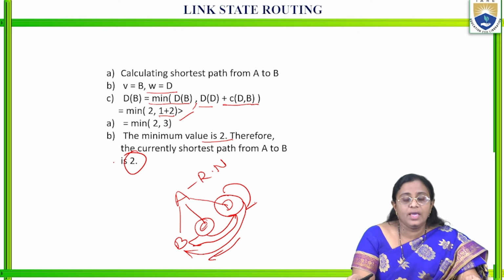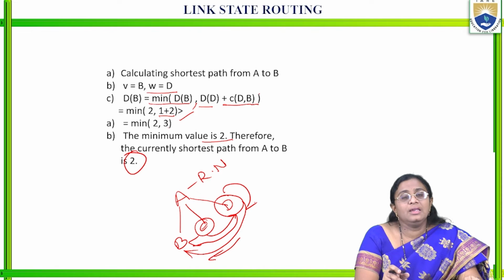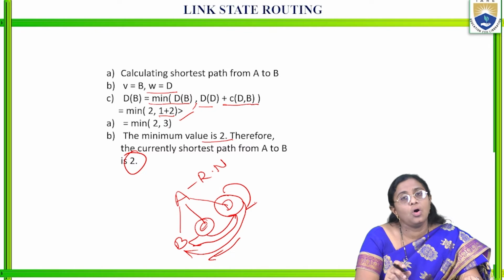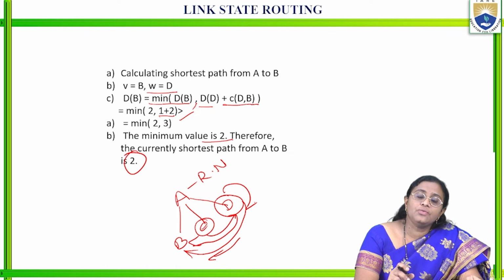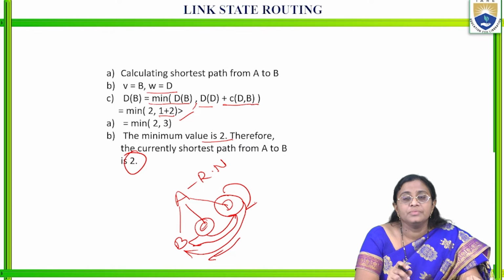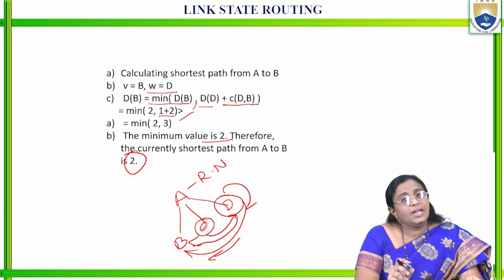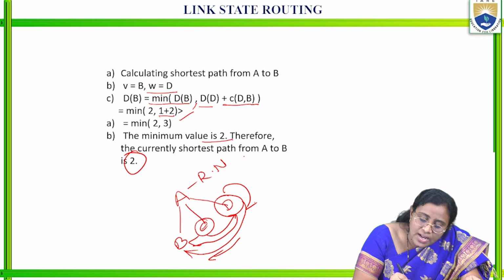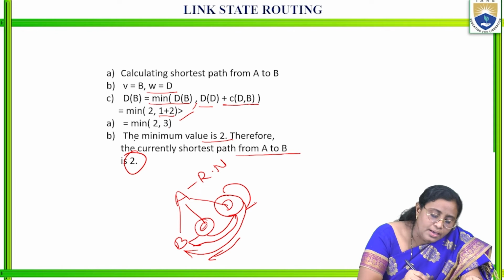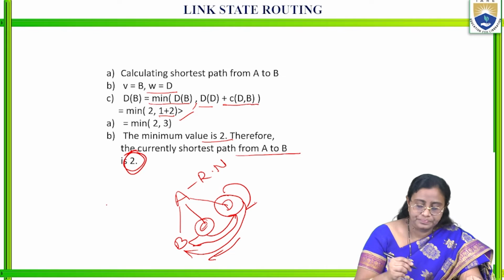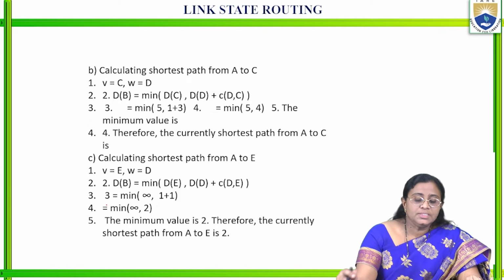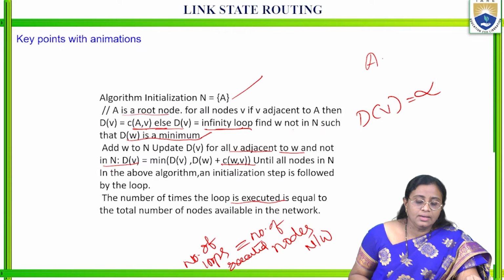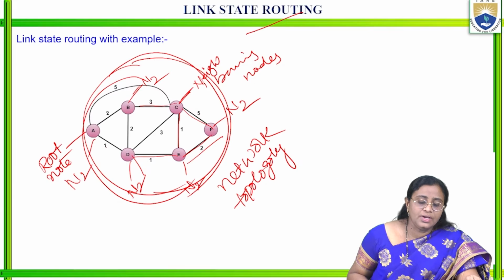In this way, we need to determine the least cost path or shortest path by means of a link state routing algorithm, whose other name is Dijkstra's algorithm. Only by this can we identify the currently shortest path from one node to another node. According to our example, from A to B the minimum path is 2. Coming to this, calculating the shortest path from A to C, we need to calculate the paths according to the given example.